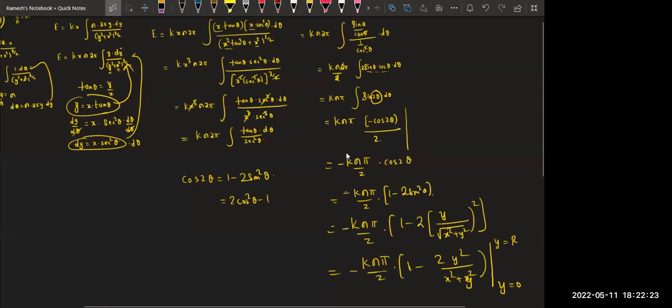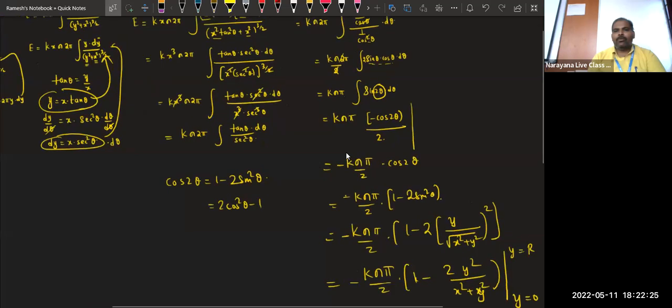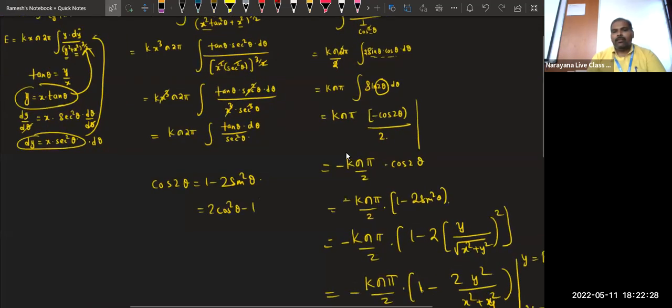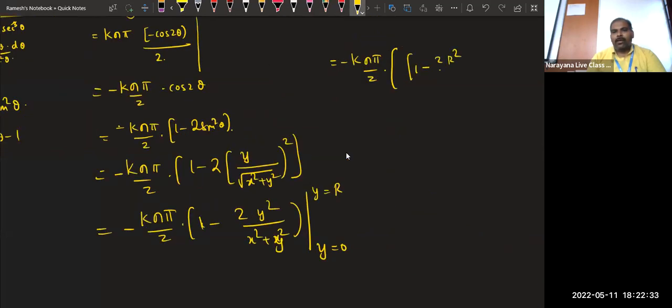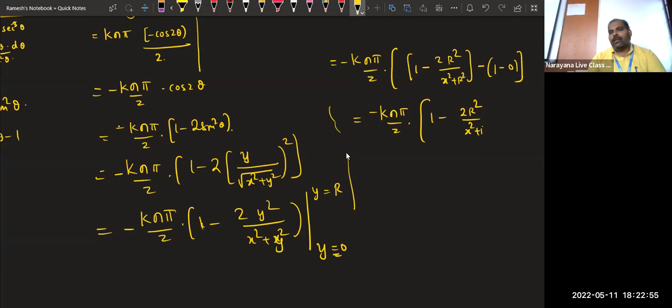Yes, sir. Okay. Minus k into sigma into pi by 2. Now put the limits. 1 minus 2 into y value how much? R square by x square plus r square. Then minus, put the lower limit. What do you get? 1 minus 2 into 0 means 0 only, na? So what can I write here? Minus k sigma into pi divided by 2 and 1 minus 2r square by x square plus r square and minus 1. Plus 1 minus 1 cancels out. Understood? So what can I write?